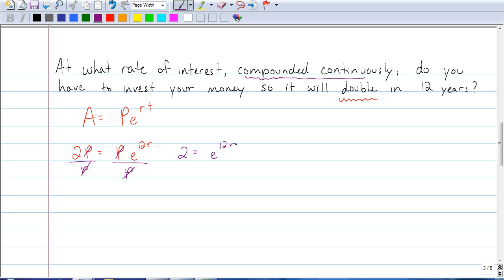We want to get the base by itself, which we did. Now I'm going to put it in logarithm form. When I put this in logarithm form, my base is E. But remember, log base E, what's that the same as? The natural log. So it'd be the log base E, or the natural log of 2 equals 12R. And then divide both sides by 12. When you do that, we end up getting 0.058 as our answer. But remember, we're trying to figure out what rate you have to invest it at, so the rate is going to be 5.8%.